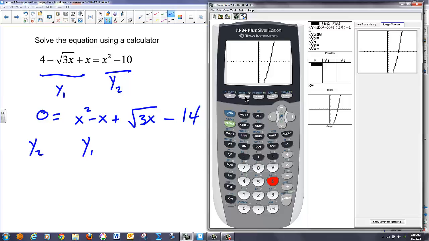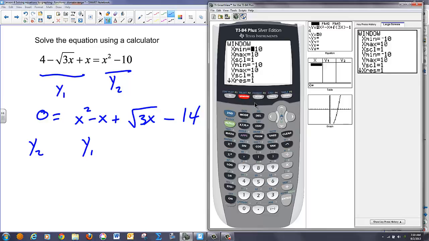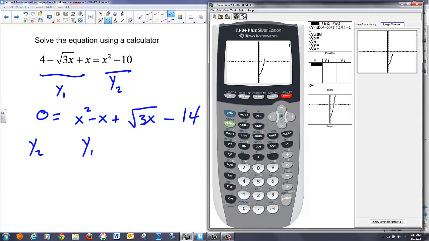I'm going to adjust my window. So I'm going to double the size of that to see if it ever comes back up. Hit window. And instead of going from -10 to 10, I'll go from -20 to 20 on both the X and the Y axis. So now my window is going to be kind of double the size on both the X axis and the Y axis. I'll graph it again.